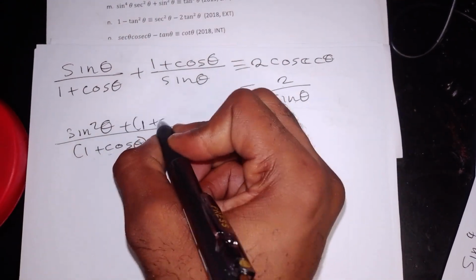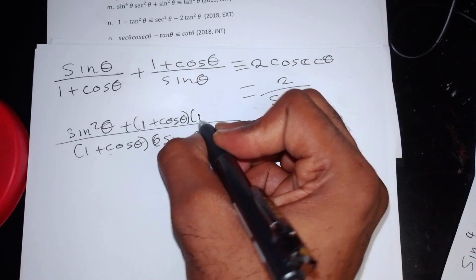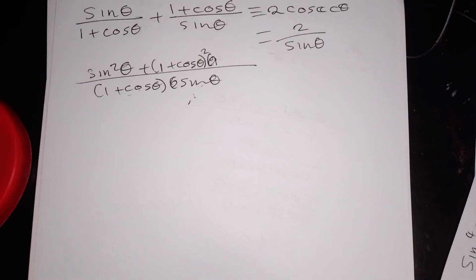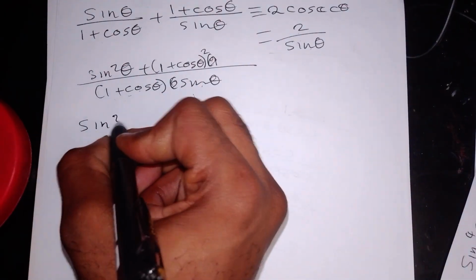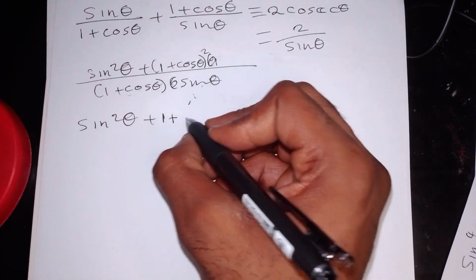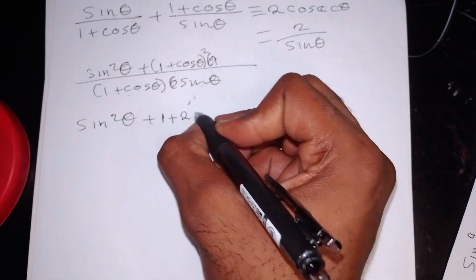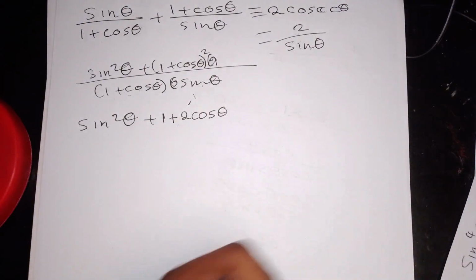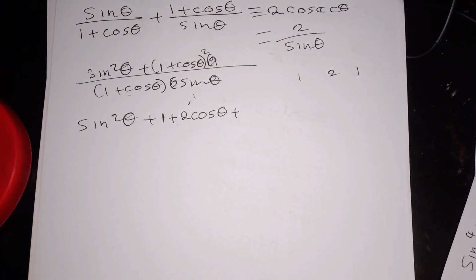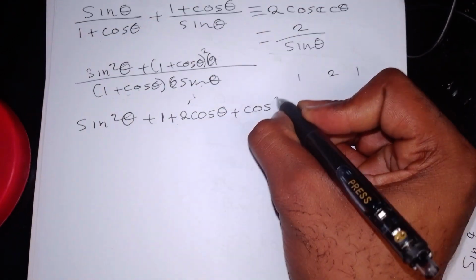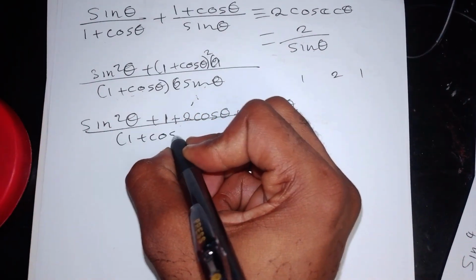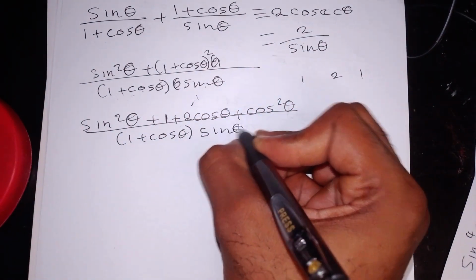You have 1 plus cos theta, then 1 plus cos theta, or since this thing is the same, you can still say that. And then this will be sine squared theta. When you expand this, you have 1 plus, using the binomial theorem, cos theta, or the Pascal's triangle, which tells you that you have these three factors. This would be cos squared theta, then everything over 1 plus cos theta sine theta.